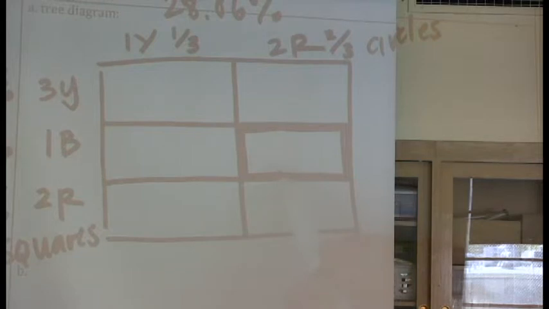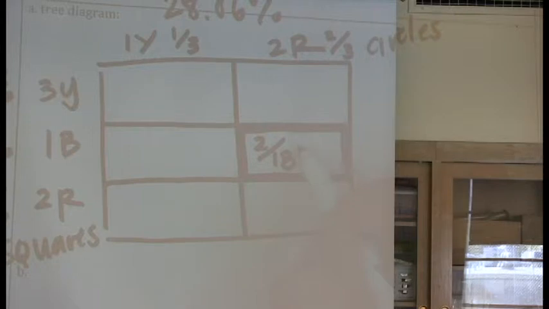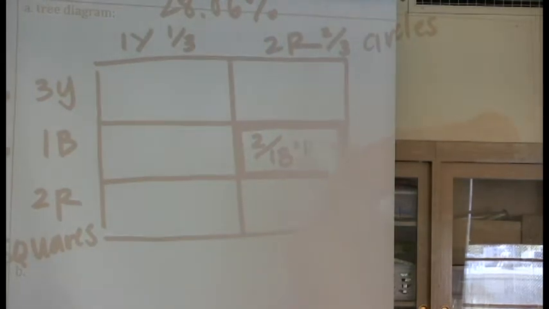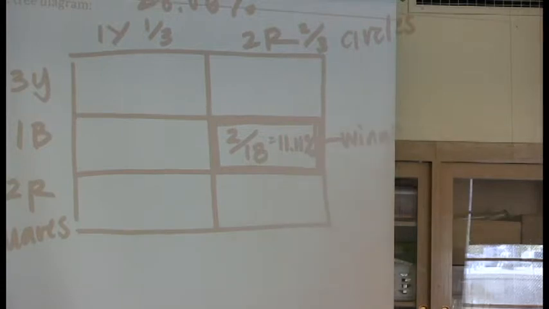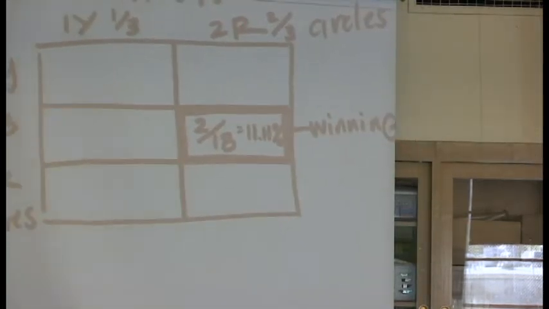So what's my fraction that goes in this box? 2 out of 18. And when I change that to a percentage, I get 11.11. And for those of you with no conceptual understanding about what 2/18 means, other than that sounds small, please change it into a percent.